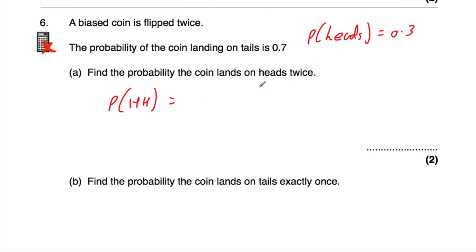So the probability if it lands on heads is 0.3, so that'll be 0.3 times 0.3. Well, 0.3 times 0.3 would be 0.09. So the answer would be 0.09. And that's it.